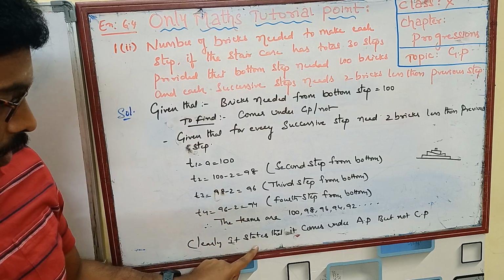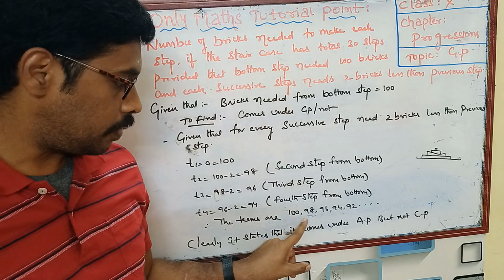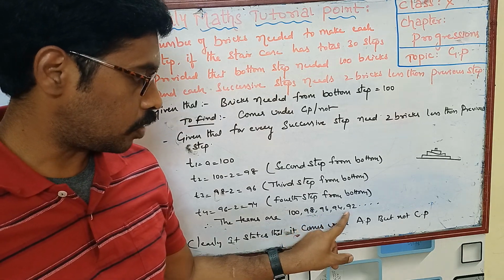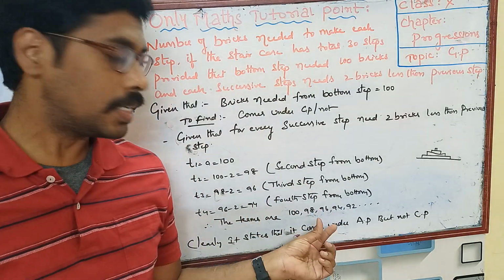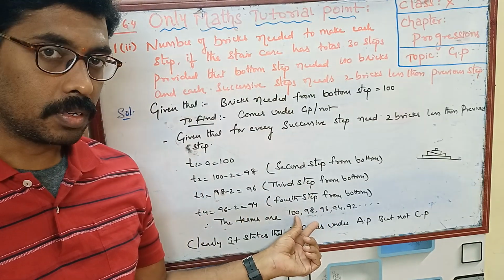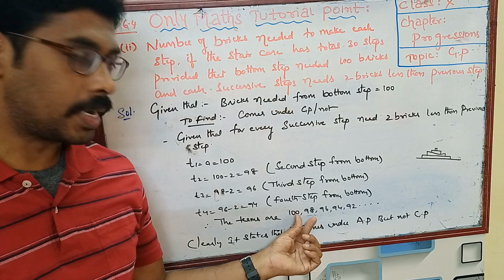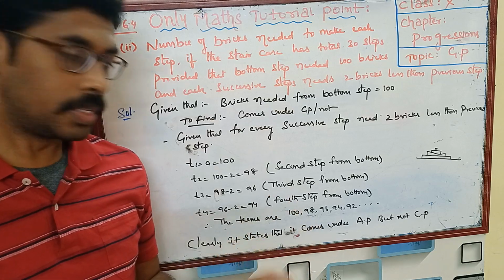So what series do we get? We get 100, that is given, 98, 96, 94, 92, and so on. From this, what do we observe? We observe that the common difference is the same here. We are getting 2 as the difference, isn't it?